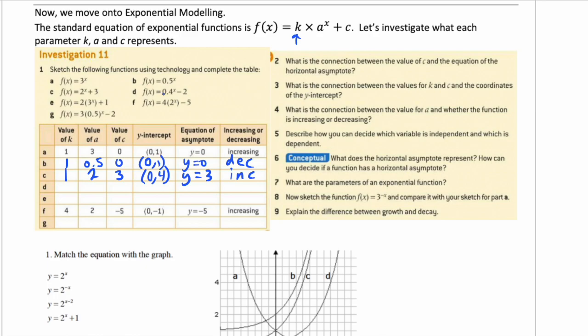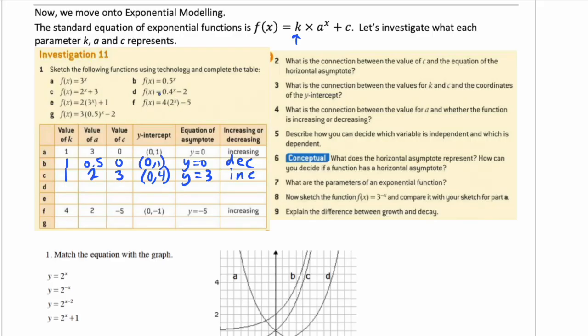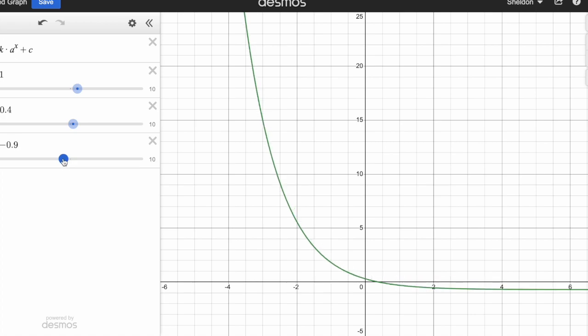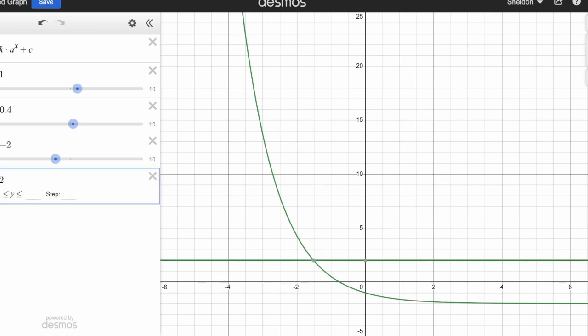Okay, let's look at number D, 0.4 to the power of x minus 2. Now this a value is less than 1, so it's still going to be a decreasing function. And we got a minus 2 for the c value, so the horizontal asymptote, let's actually draw it in, is y equals negative 2.